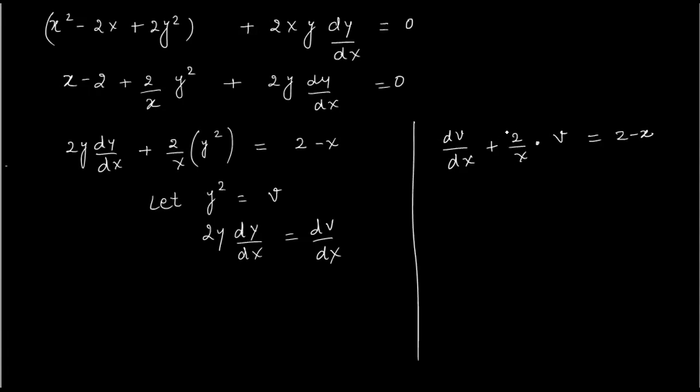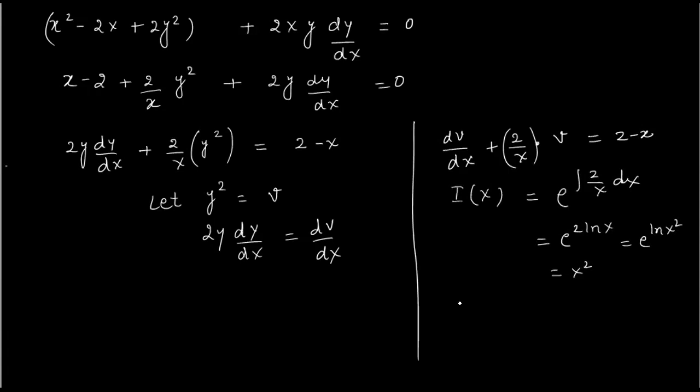Now this again becomes a linear differential equation, and our integrating factor is simply e raised to the power integral of 2 over x dx, which becomes e raised to the power 2 ln x, or e raised to the power ln x square, which becomes simply x square. Now, solution of given differential equation is v times integrating factor equals q times integrating factor. Here q is simply 2 minus x times x square dx plus constant of integration.